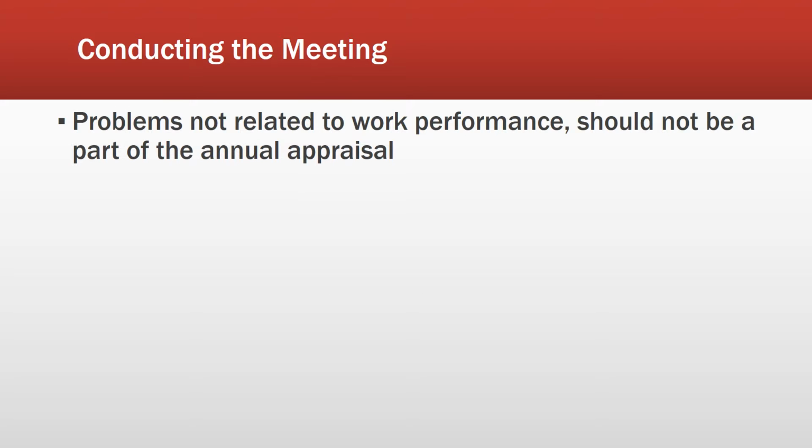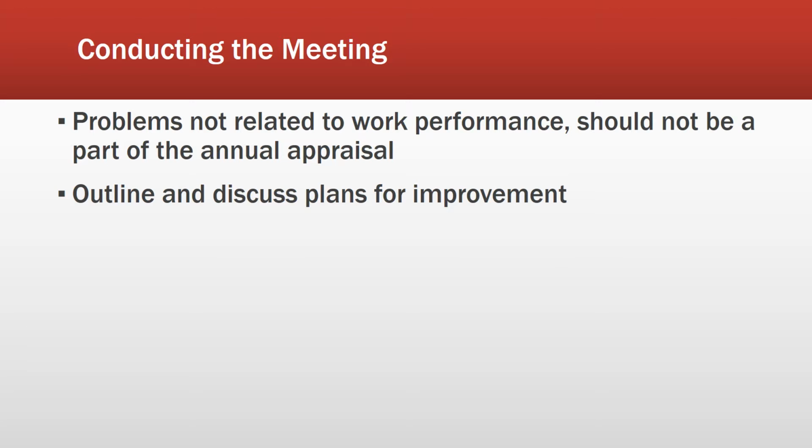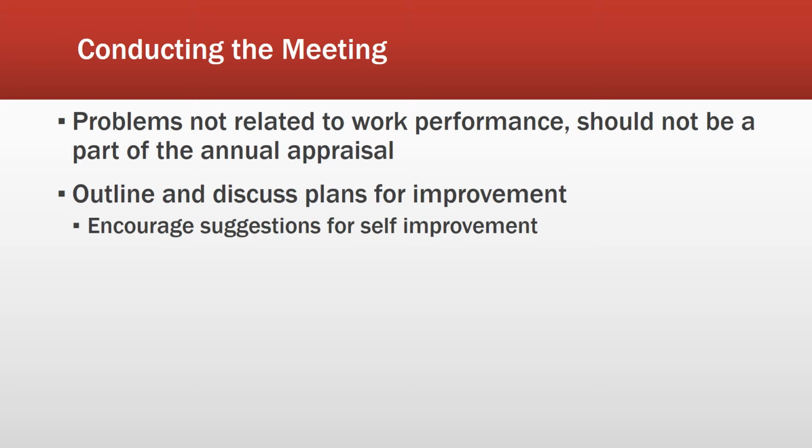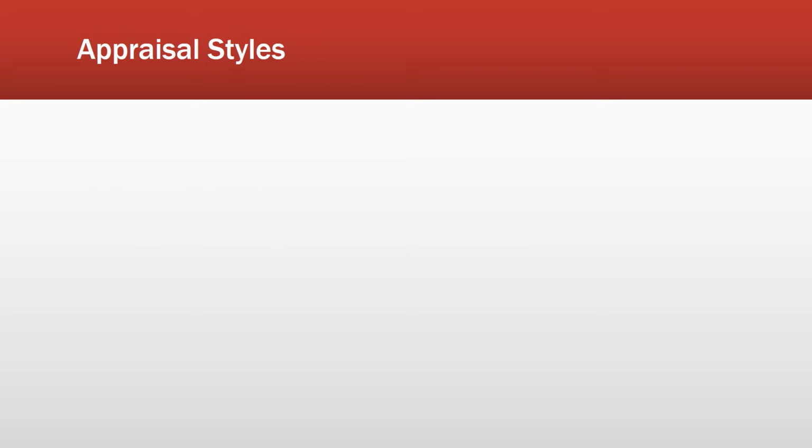Problems not related to job performance should not be a part of the annual appraisal. It's very important that you remember that it's not everything that is discussed at this meeting. What we want to do as well is to outline and discuss the plans for improvement, and to encourage suggestions for self-improvement. You really want them to take responsibility for some of the needs that they would have, and discuss the training and development they would have as well.